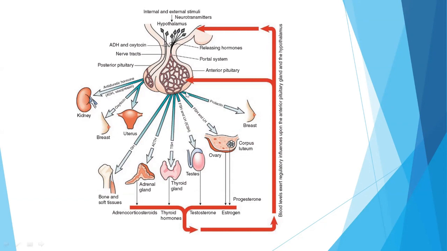Then we have the anterior pituitary hormones: prolactin acting on the breast, FSH and LH acting on the ovary and testes, TSH acting on the thyroid gland, ACTH acting on the adrenal gland, and growth hormone acting on the bone and muscles. Then there are the negative feedback loops of the adrenocorticosteroids, thyroid hormones, testosterone, and estrogen, which inhibit the anterior pituitary and the hypothalamus itself. So this is a summary of the hypothalamic pituitary gland axis and the negative feedback loops.